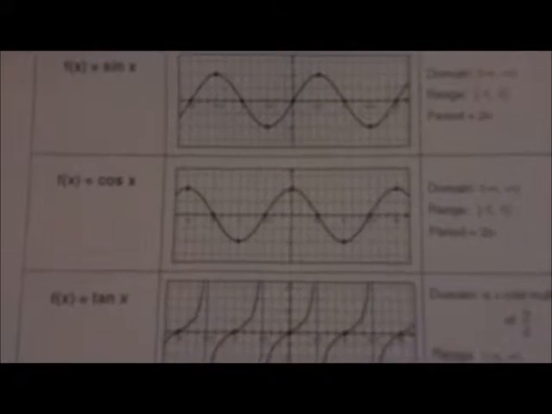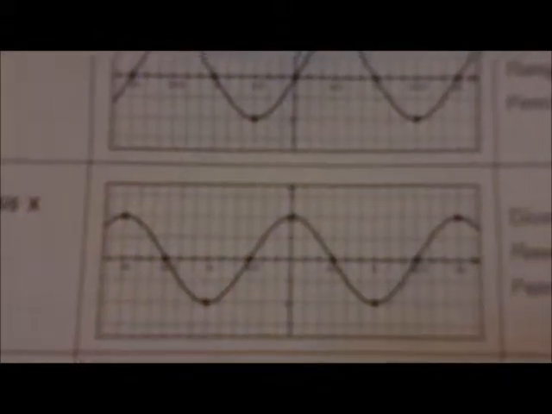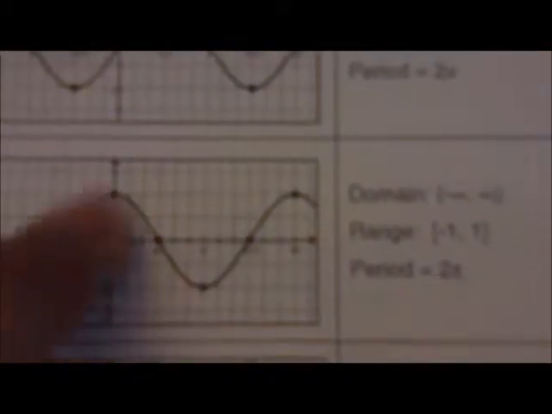Alright, so today's lesson is going to be on cosine functions, and it's defined as cosine x. It's like sine functions, except it starts over here, at 1. So the domain is going to be negative infinity to infinity, range is going to be negative 1 to 1, and period again is going to be 2 pi, as this is 1.